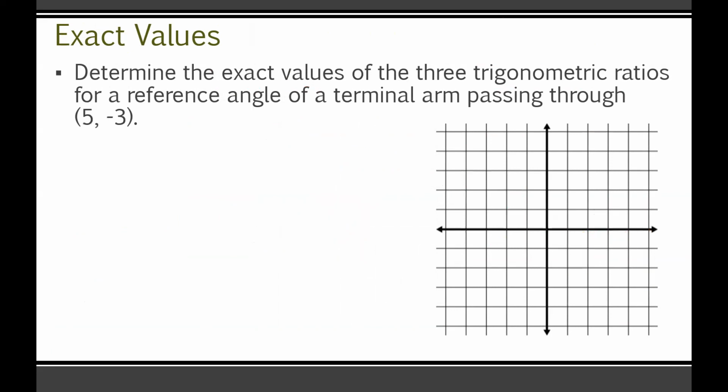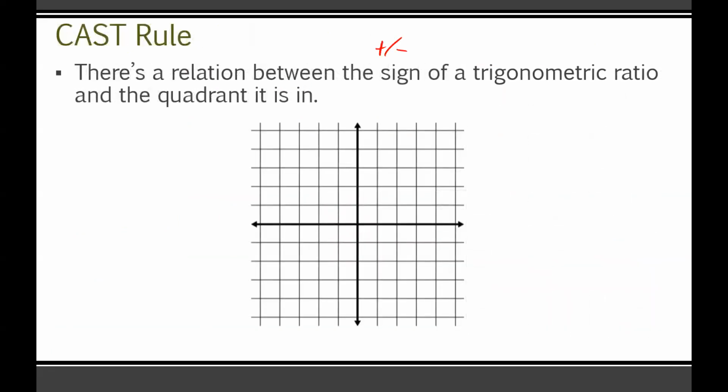Here we go. There is a relation. We call it the cast rule. Some people call it other names, but cast rule always works best for me. The cast rule basically is just a rule with the grid that tells you what is positive where.